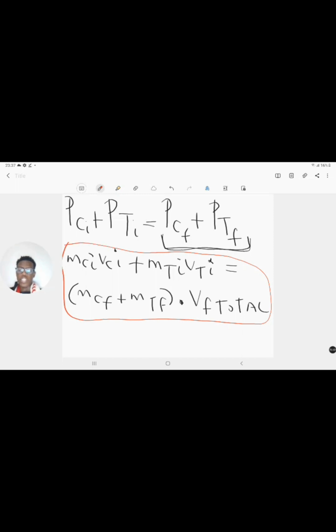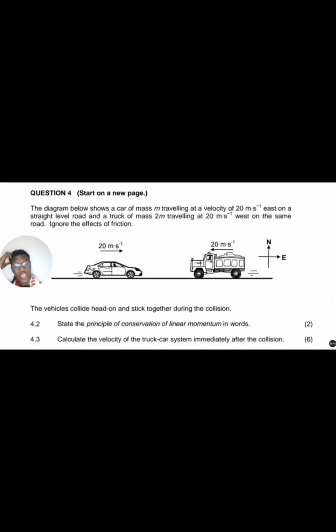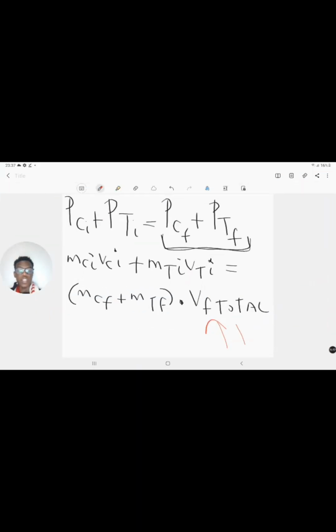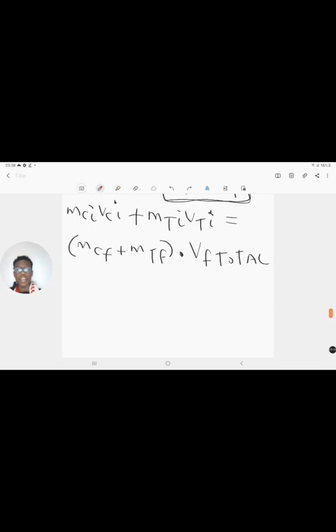Now, if you take a look at this equation, what are we looking for? We are looking for that value there. Remember, from the question that we were asked to solve, 4.3 says calculate the velocity of the truck-car system immediately after the collision. So we want the final velocity of the truck-car system. In order to solve for that final velocity, we should have all these other parameters in this equation. So let's just substitute and see what we get. Hopefully it works out to something nice.